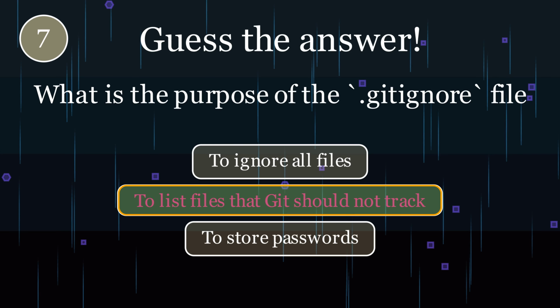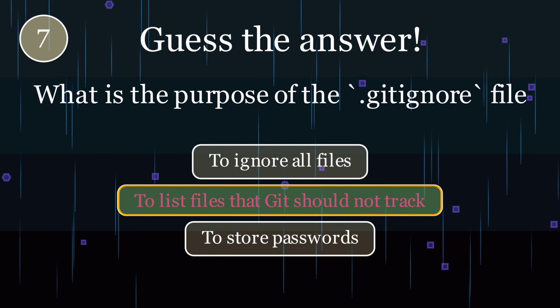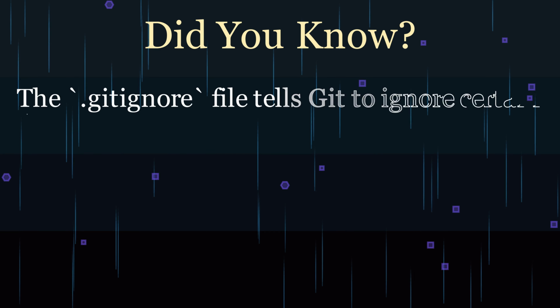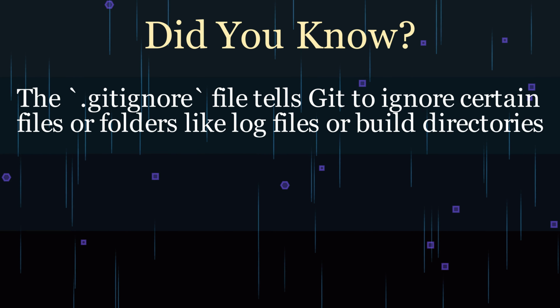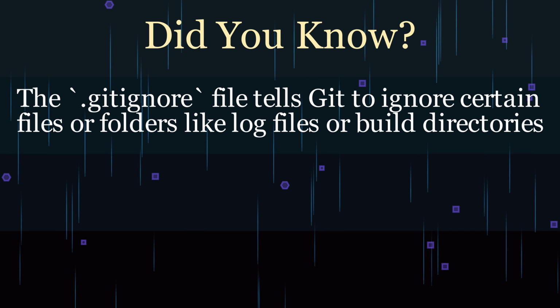The correct answer is, to list files that Git should not track. Impress your friends with this fact. The .gitignore file tells Git to ignore certain files or folders like log files or build directories.